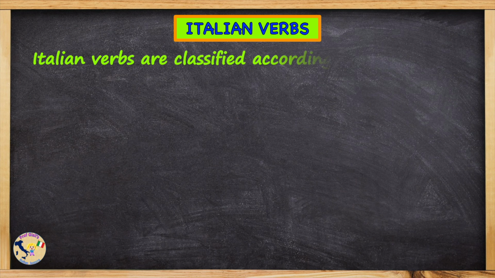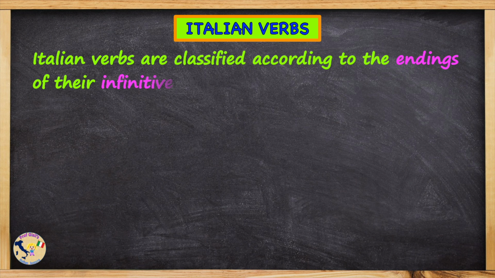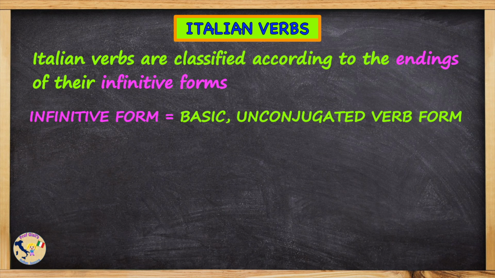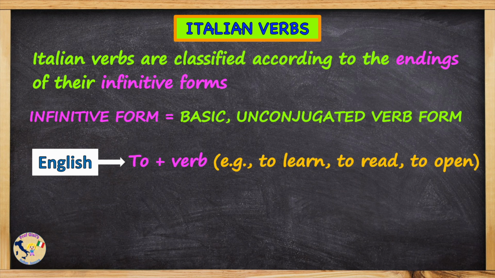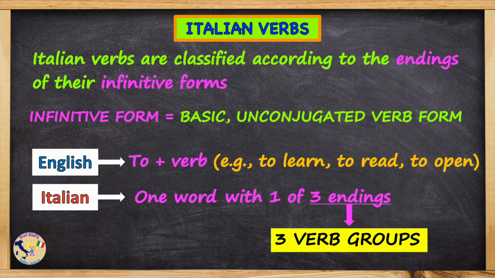Italian verbs are classified according to the ending of their infinitive forms. The infinitive form is the basic unconjugated form of a verb, that is, the verb as it appears in the dictionary. In English, the infinitive form of a verb is usually indicated with two words, to plus verb. In Italian, the infinitive form of a verb consists of only one word, and it has one of three possible endings. Depending on their infinitive endings, Italian verbs are divided into three groups or conjugations.